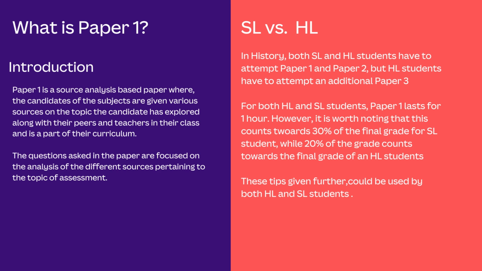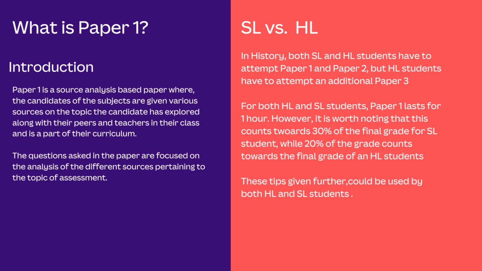So what is History Paper 1? Paper 1 is a source analysis based paper where candidates are given various sources on the topic they have explored in their classroom along with the teacher, as part of the curriculum. There are four different sources given, which could range from government statements, diary entries from people who were involved in the event. It could be a cartoon or a picture taken or drawn during the time the event was happening, as well as analysis by a historian of the event after it had taken place. The questions asked in the paper are focused mainly on the analysis of different sources pertaining to the topic for assessment.